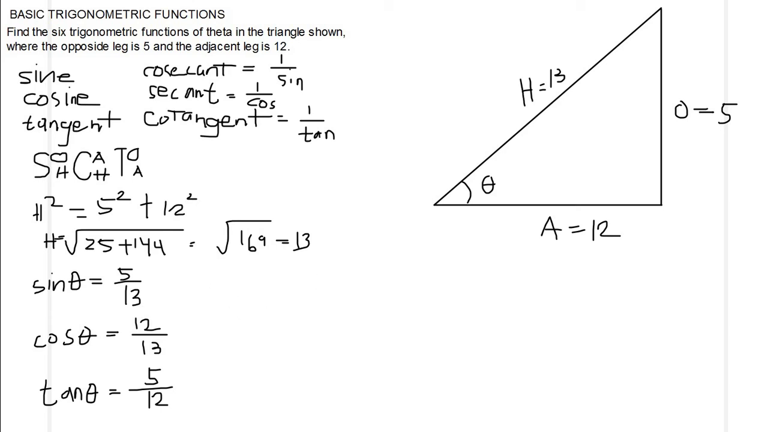And then cosecant, it's the reciprocal of sine, so that's 13 over 5. And then secant is the reciprocal of cosine, so that's 13 over 12, and cotangent is the reciprocal of tangent, so that's 12 over 5. Now those are the 6 trigonometric functions.